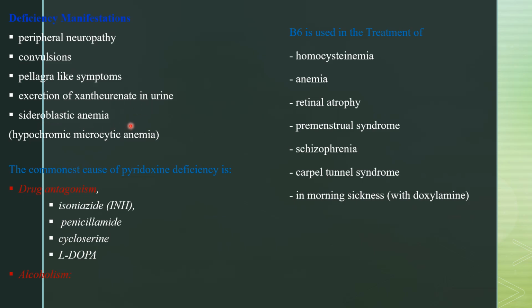Then sideroblastic anemia, hypochromic microcytic anemia, and the commonest cause of pyridoxal deficiency is drug antagonism caused by isoniazid, penicillamine, cycloserine, and L-DOPA. Alcoholism also causes deficiency of vitamin B6. Vitamin B6 is used in the treatment of homocystinemia, anemia, retinal atrophy, premenstrual syndrome, schizophrenia, carpal tunnel syndrome, and morning sickness.